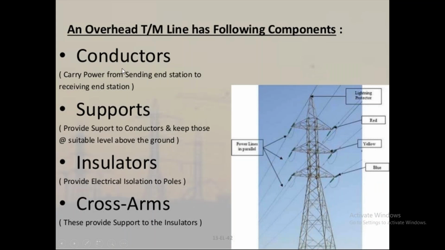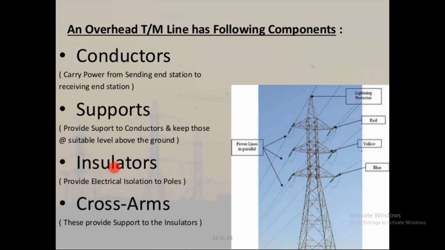These are the different terms we use in the transmission line system. The first one is conductors, which you know are used for carrying power from the sending end to the receiving end. The next one is supporters, like towers, which support the conductors and keep them at a suitable level above the ground. It is a very important topic. If the conductors are not properly above ground level, it may be hazardous for humans and for vehicles traveling under the transmission lines.